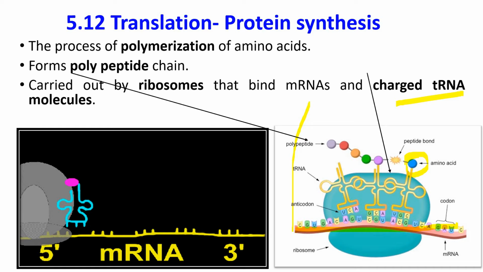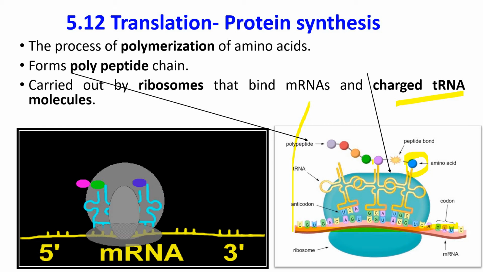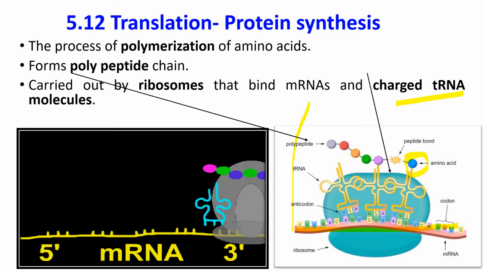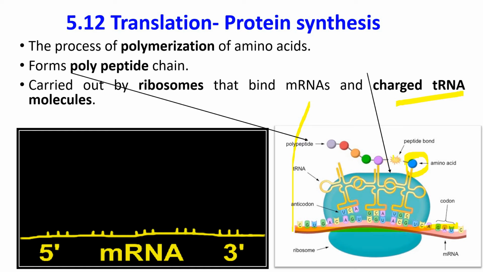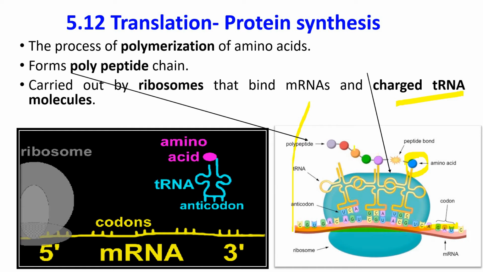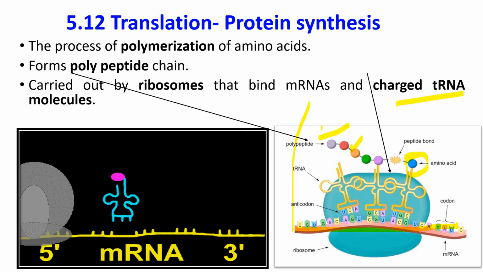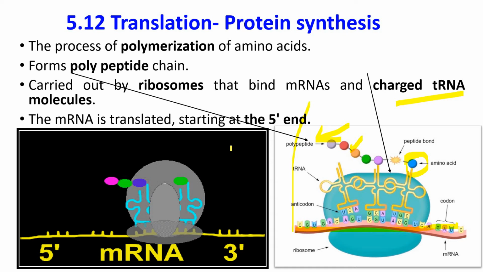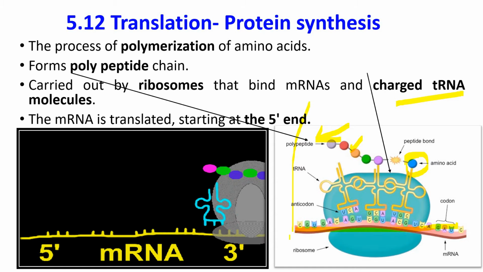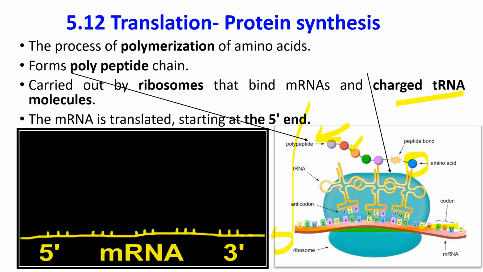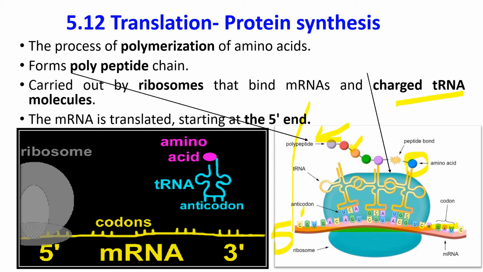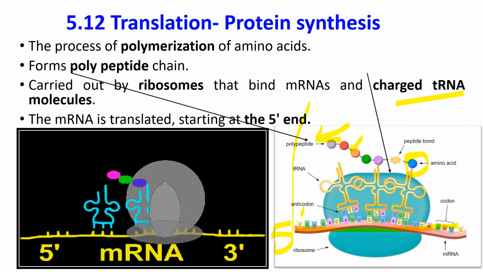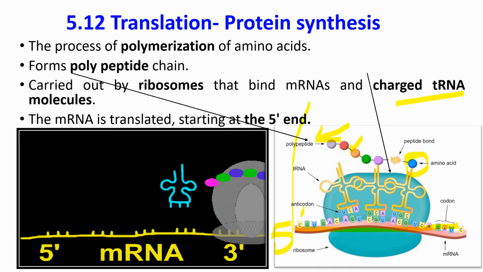Now these are all assembled here, and one by one, as per the codon and anticodon pairing, the amino acids are lengthened. That is called polymerization. So it brings the polypeptide chain. Here you can see the polypeptide chain. This is called translation or protein synthesis. This takes place at the 5' end of the mRNA. In the zip file also you can understand very easily how the polymerization takes place.